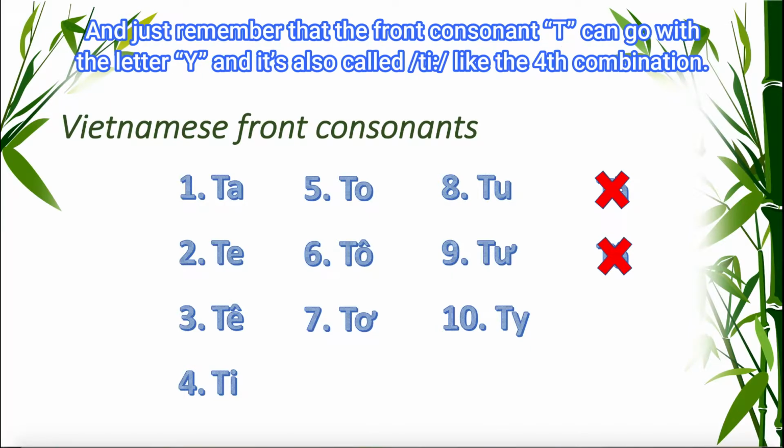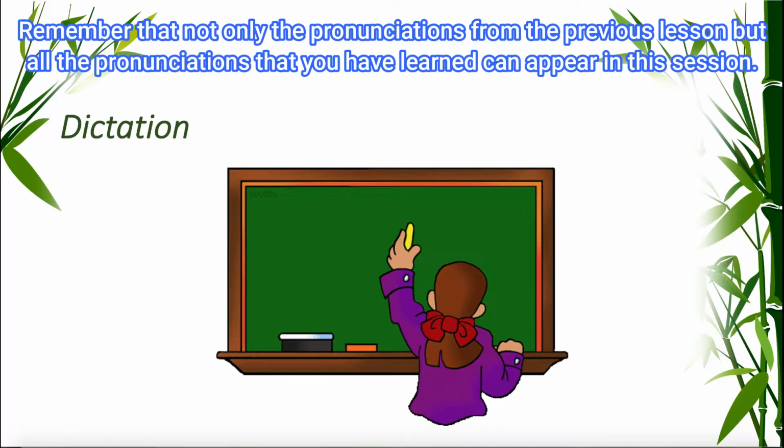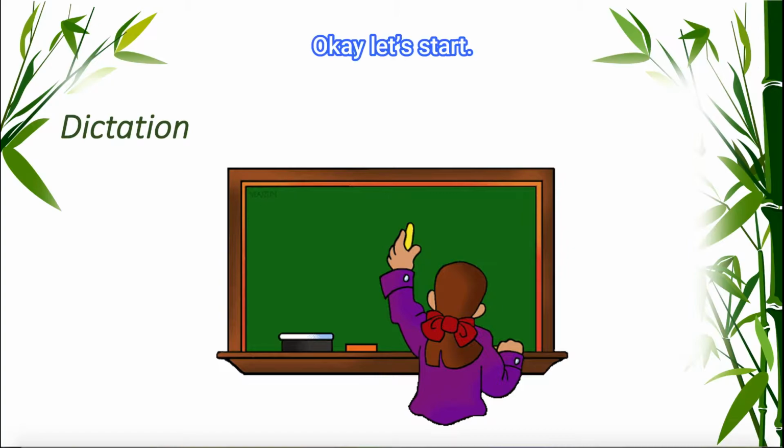And just remember that the front consonant tờ can go with the letter Y, and it's also called T, like the fourth combination. And now we will move on to the dictation. I will say something and please write out what you heard. Remember that not only the pronunciation from the previous lesson, but all the pronunciation that you have learned can appear in this session. Okay, let's start.